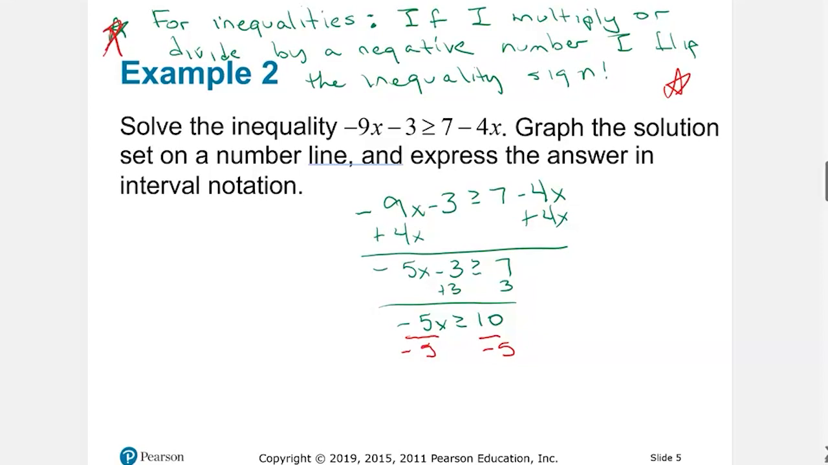And let me show you what that means. So these cancel and I get x, and I get x is less than or equal to negative 2. So notice I flipped the sign, okay? If I don't flip it, I would have greater than or equal, and that would not be true. So now it says graph the solution on a number line. So let's do that.